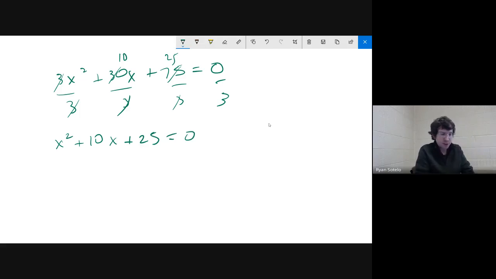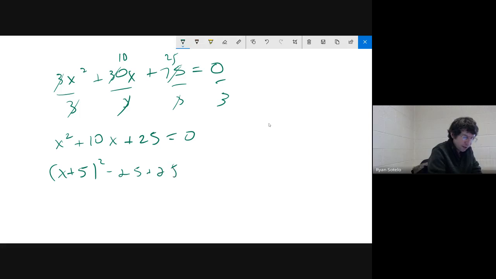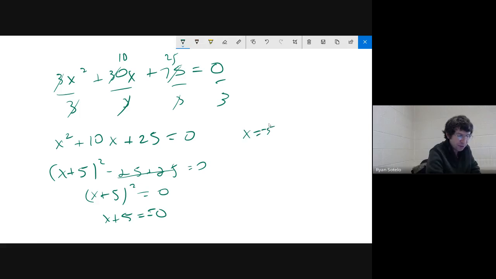That's another thing you could do. So now I get x plus 5 squared minus 25 plus 25 equals 0. These cancel. So I have x plus 5 squared equals 0. Square root both sides. X plus 5 is equal to plus or minus 0. So that means that x is equal to minus 5 twice.